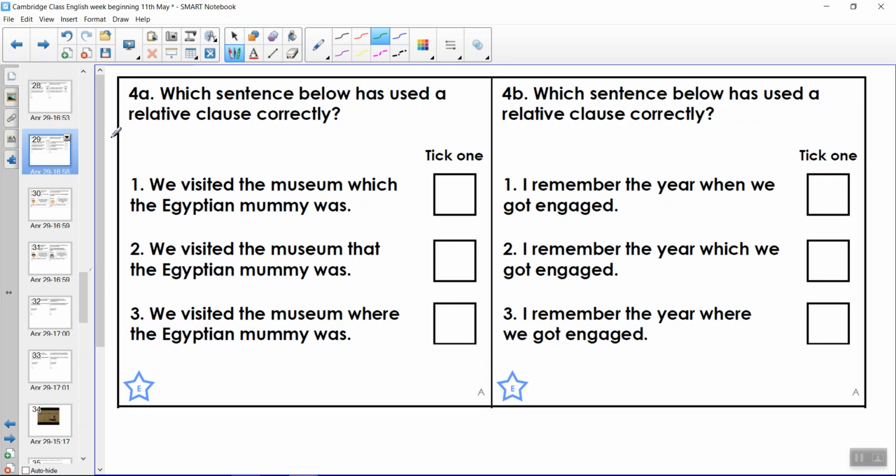Which sentence below has used relative clause correctly? We visited the museum which the Egyptian mummy was. We visited a museum that the Egyptian mummy was. We visited the museum where the Egyptian mummy was. Same again. I remember the year when we got engaged. I remember the year which we got engaged. I remember the year where. Well, when is about a time, and this relative clause is about the year. So that's the correct one.